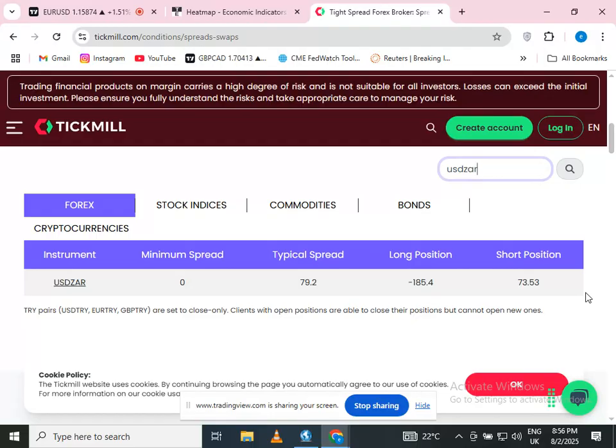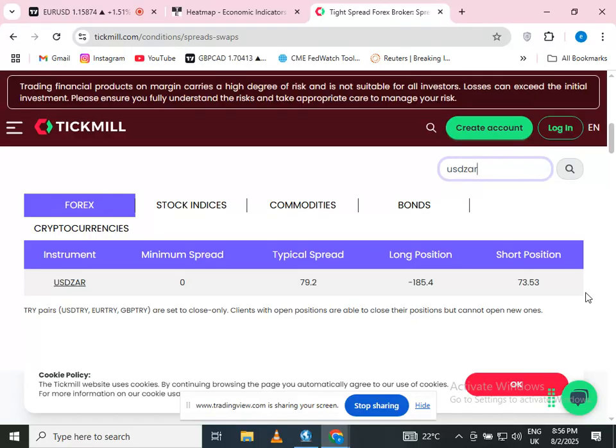So let's take a look at the other thing called triple swaps. Guys, as I said, triple swaps. Let me clarify this more. What are triple swaps? On Wednesday, most brokers apply a triple swap to account for the weekend, as trades settle on the weekend and are rolled over to Monday. As you know, guys, we don't trade on the weekend. Saturday and Sunday we don't trade.